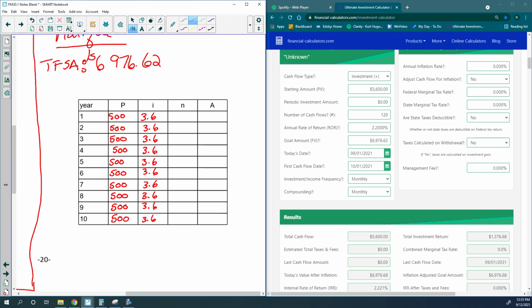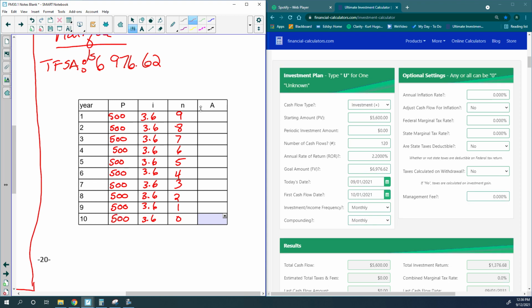For the first Canadian savings bond, that's bought at the end of the year, so it has 9 years for the investment to earn interest. The second one's bought at the end of the second year, so it's got 8 years left. The third one is bought at the end of the third year, so it's got 7 years left, and so forth. The last one is bought at the end of the 10 years, so it doesn't have time to earn interest. Now we're going to go to our investment calculator to fill in the future values of these. So it's going to be 500.